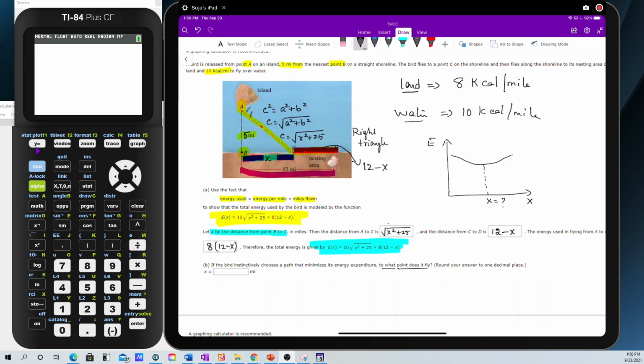So I'm going to put this y equals the way it is here, 10 square root of x squared plus 25 plus 8 parentheses 12 minus x close parentheses.